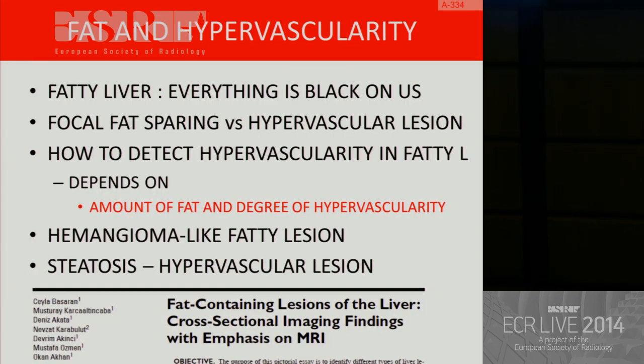Okay, this is also extremely important because all lesions appear dark on ultrasound. Either they're hypervascular or hypovascular. I will show you a case with a focal fat sparing and a hypervascular liver metastasis, and I'm going to show you how you can differentiate between the two. And it is very important to detect hypervascularity in a fatty lesion.